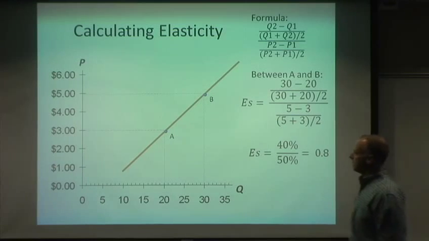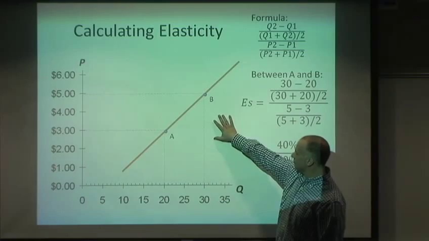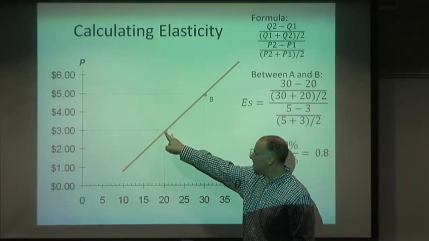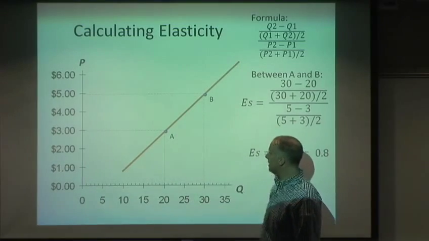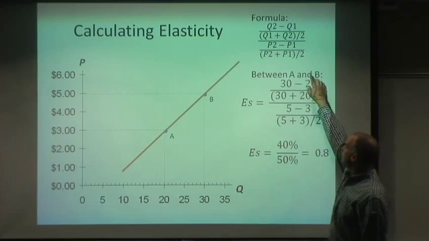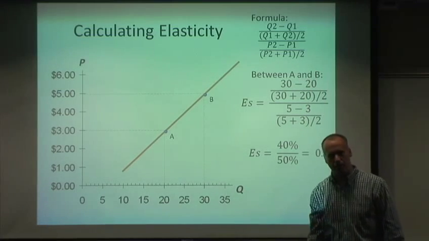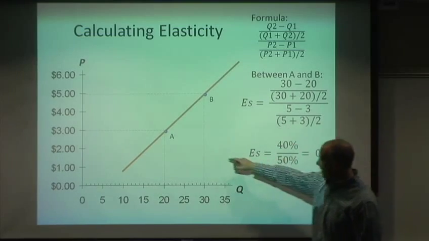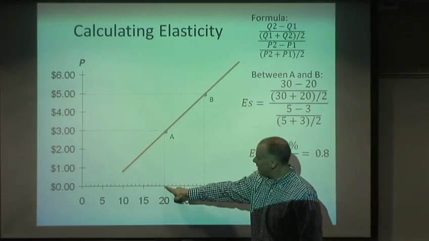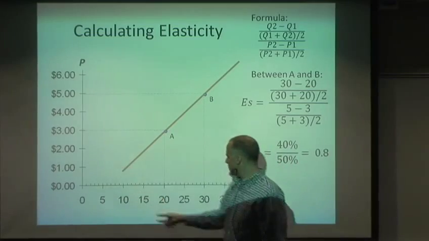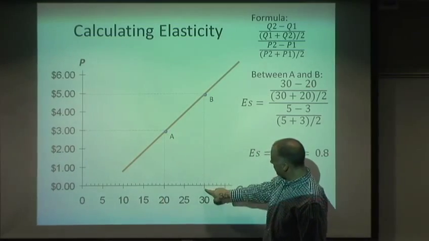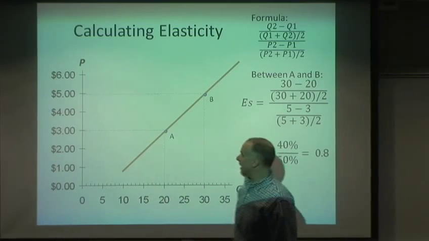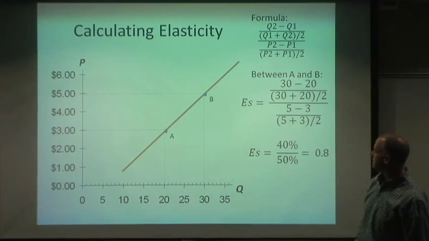Here's a numerical example. So consider this supply curve here that we're looking at now, and consider the elasticity of supply between points A and B. Our basic formula I've copied up here. This is the same formula from the previous slide. Now we're going to do this with real numbers. At A, we have 20 units sold at a price of $3. At B, we have 30 units sold at a price of $5. Okay, so let's calculate elasticity.